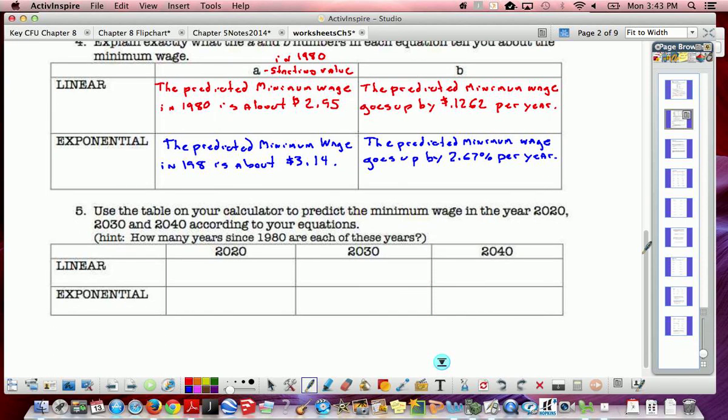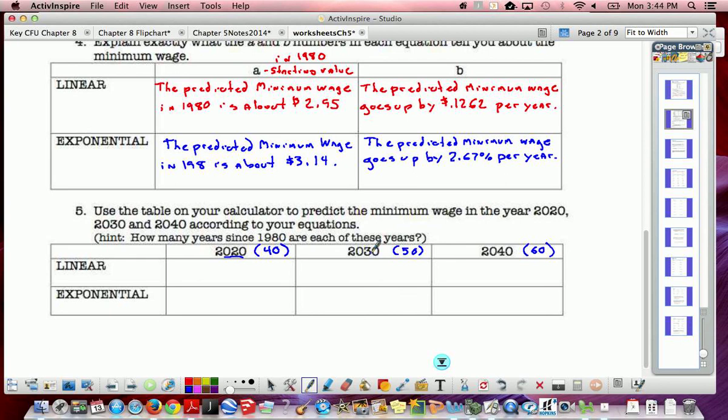All right, so now it says use your table on your calculator to predict the minimum wage in the year 2020, 2030, and 2040 according to your equations. Again, it gives you this hint: how many years since 1980 are each of these years? I'm going to calculate that out right now. This is going to be my x value for each of these. 2020 minus 1980 is 40 years, and this is 50 years away and 60 years away. So in my table, I'm going to look for x to be 40, 50, 60.